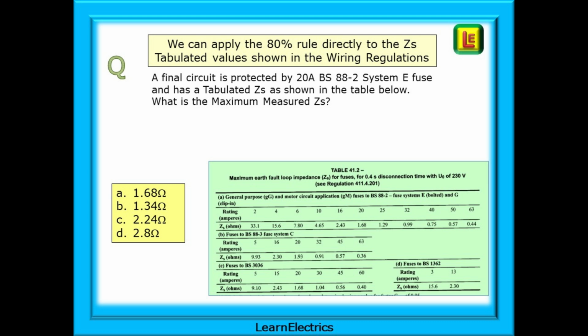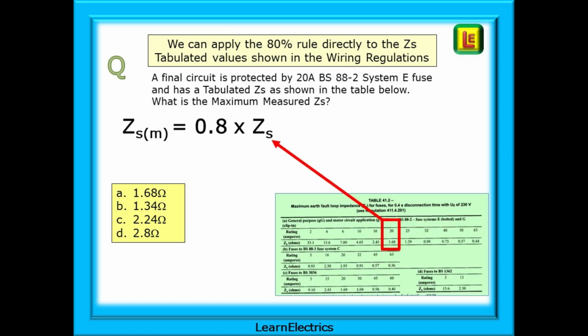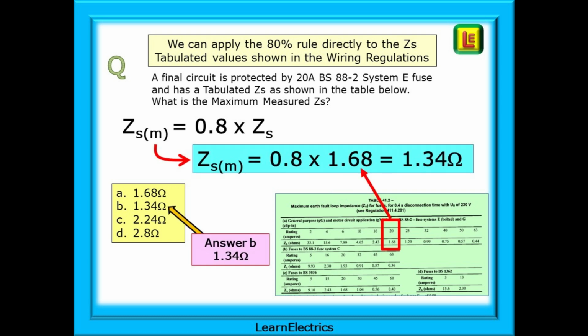Again, pause the video and work out your answer. This is so easy to do. Find the tabulated value in the table. This is 1.68 ohms. Now multiply that by 0.8 to find your answer. So ZSM is equal to 0.8 multiplied by 1.68, an answer of 1.34 ohms. You should choose answer B.